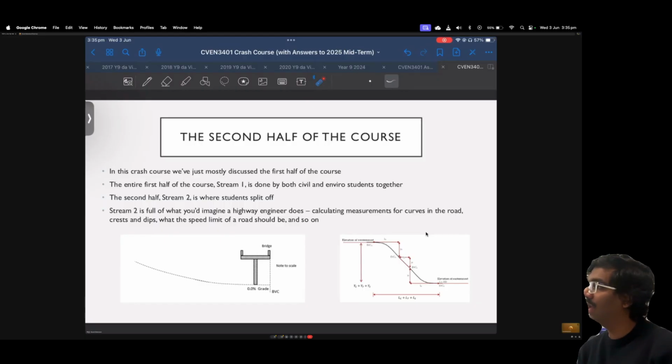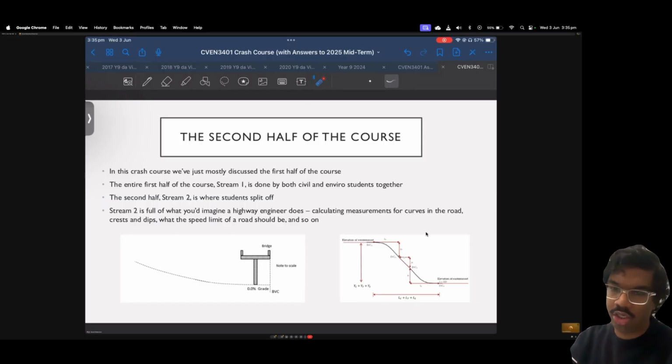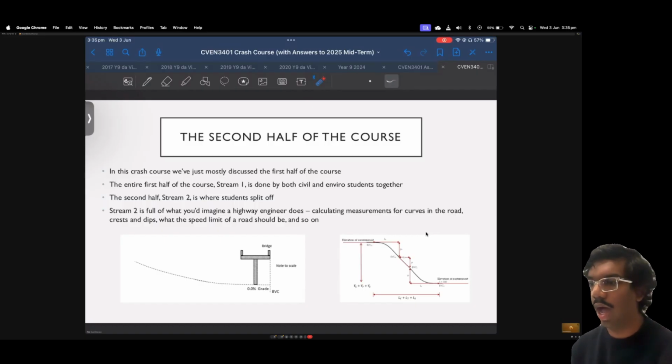The entire first half of the course, stream 1, is done by both civil and Enviro, and then stream 2 is where you'll split off. So everyone here sticks with Divya. Stream 2, I don't know what her name is, but it's a different lecturer. But it doesn't matter because no one here does Enviro. People are watching online, sorry any Enviro engineers watching. But you guys will split off to another lecturer and I don't know much about the Enviro component, so this is where you can probably stop watching the video.